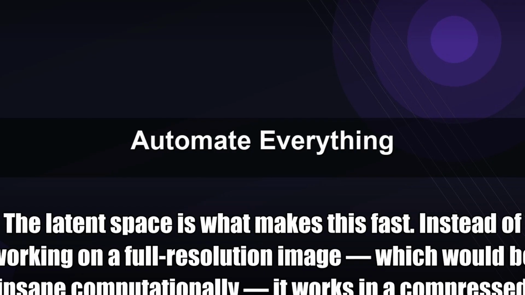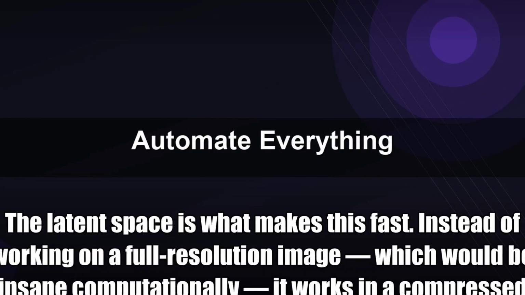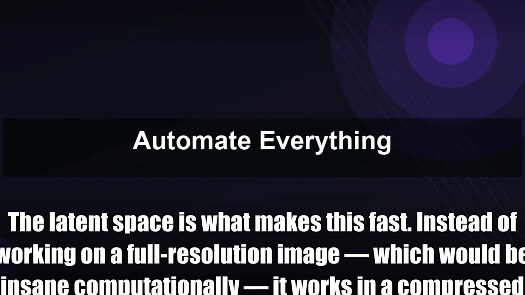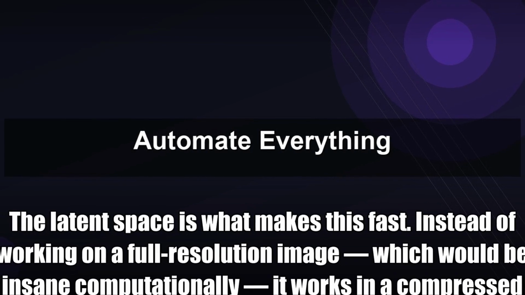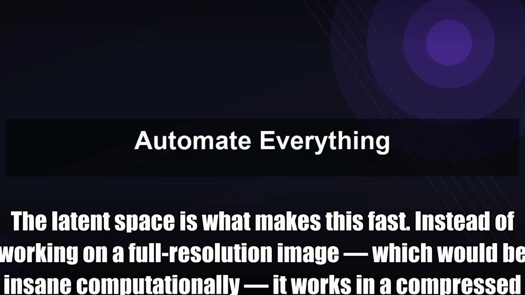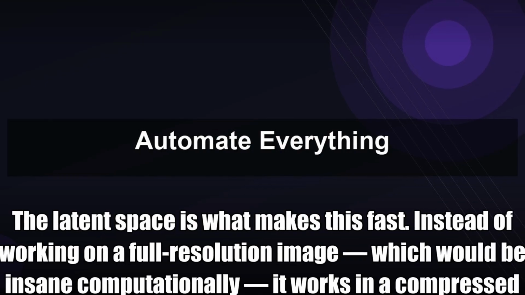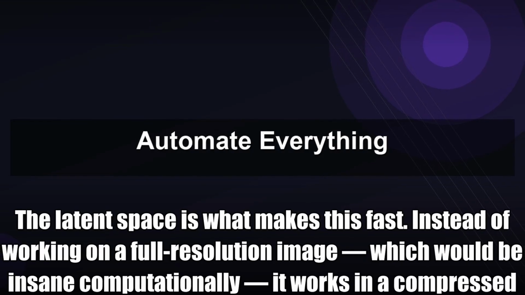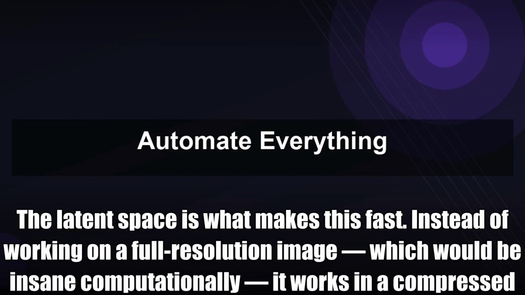The latent space is what makes this fast. Instead of working on a full-resolution image, which would be insane computationally, it works in a compressed mathematical space about 8 times smaller. A separate decoder called a VAE translates that compressed data back into actual pixels at the end. That's why generation takes seconds, not hours.